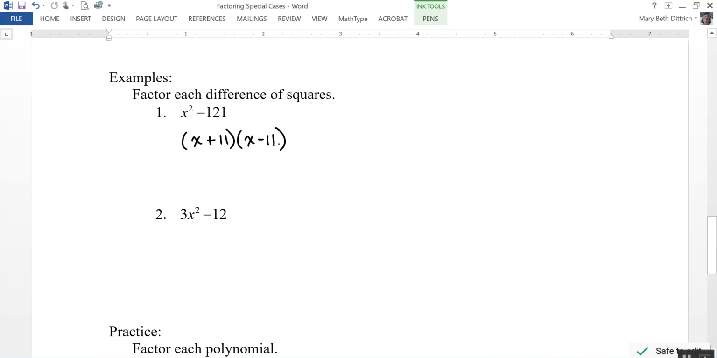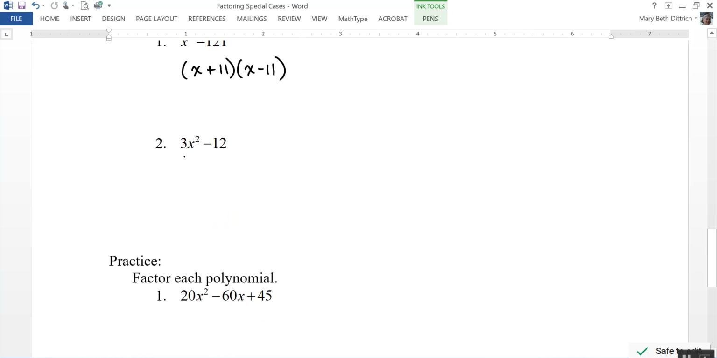My next example, I have 3x squared minus 12. Well, 3 is not a perfect square, nor is 12. But the first thing I do want to look for anytime I'm factoring is, is there a greatest common factor? And indeed, in this problem there is. I can factor a 3 out of each of those terms. So that's going to turn into 3 times the quantity x squared minus 4. Now let's take a look at what's in the parentheses here. X squared minus 4. X squared is a perfect square. 4 is a perfect square. That's 2 times 2, and there is subtraction. So this is going to factor into 3 times x plus 2, x minus 2.